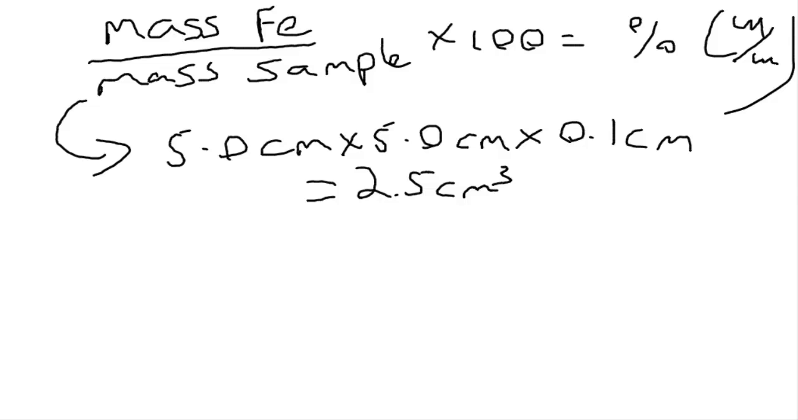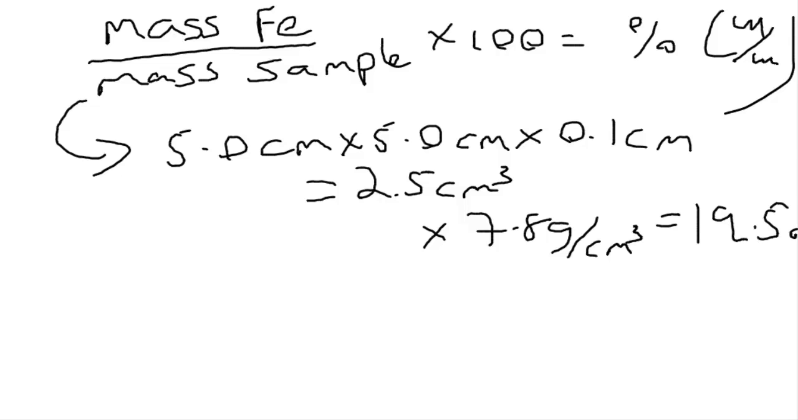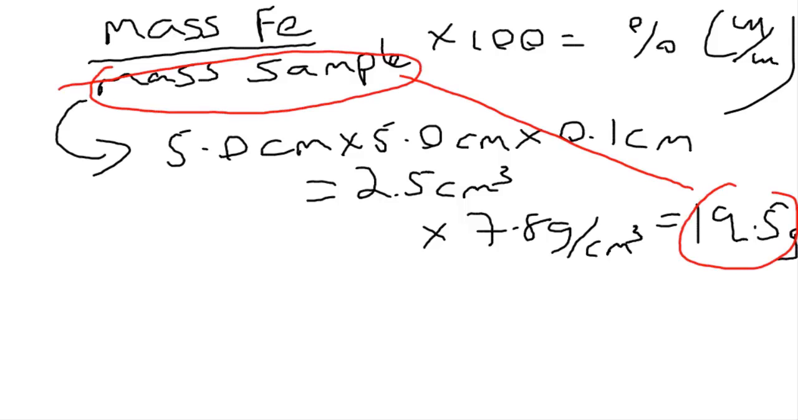Now we multiply that by the density of the metal, 7.8 grams per centimeter cubed. Centimeter cubed will cancel out, and we end up with 19.5 grams. So now we know the mass of our sample is 19.5 grams. To find the mass of the iron, again, we don't know that directly.